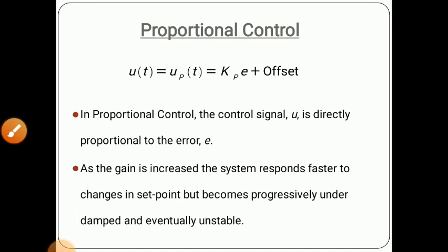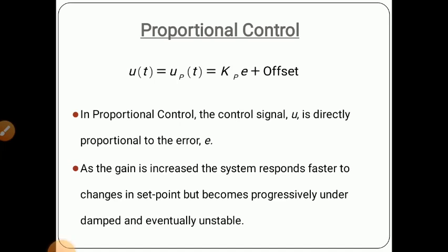So what is proportional control? First of all we need to understand what proportional control is. In proportional control, the control signal is directly proportional to the error. We understood that the controller has input error and output control signal, so input is E and output is U. This is the proportional controller.